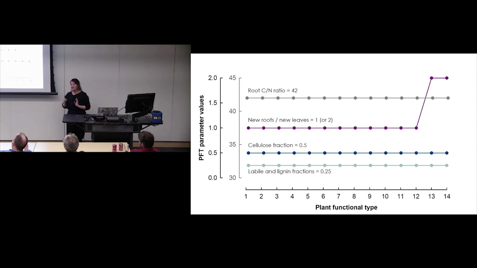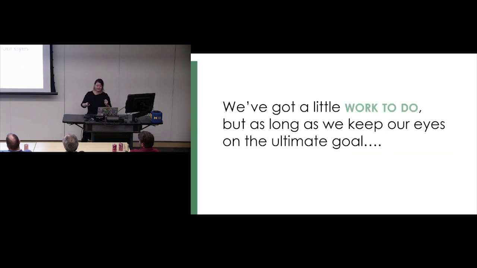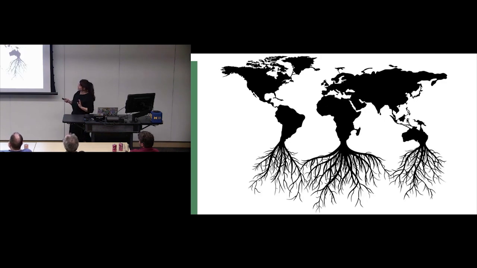So you can see, even with the limited data that we have in Fred, we're already making improvements, hopefully, in some of these parameterizations, right? But there's more work to do, of course. So we've got a little work to do, but as long as we keep our eyes on the ultimate goal, which is world domination of roots, yeah.